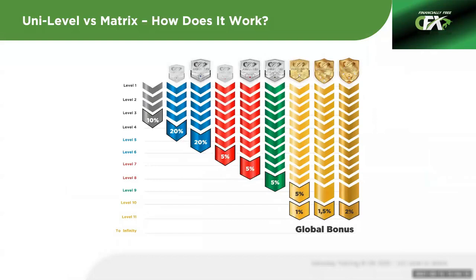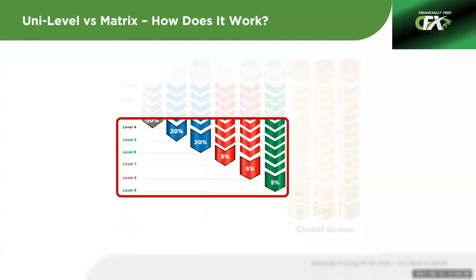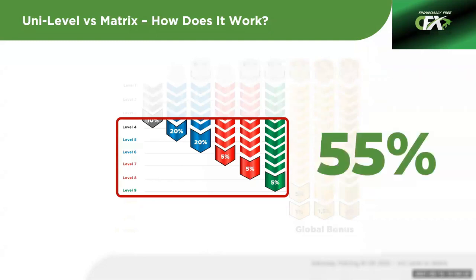Now, this is a page out of the pay plan. So why do you want to become an executive? Well, really, if you look at the positions between executive and director, there's actually 55% of the income available in the pay plan by becoming executive, manager, and director.